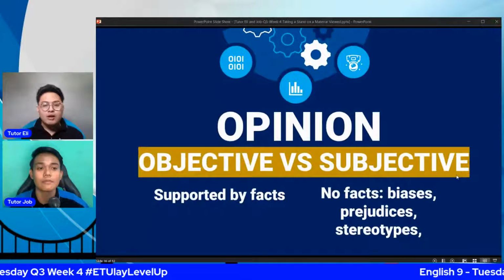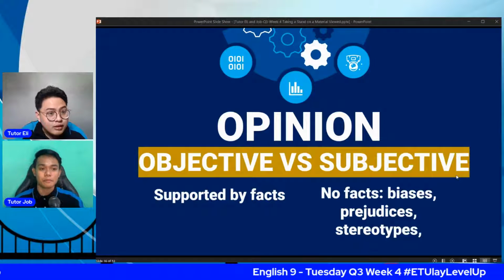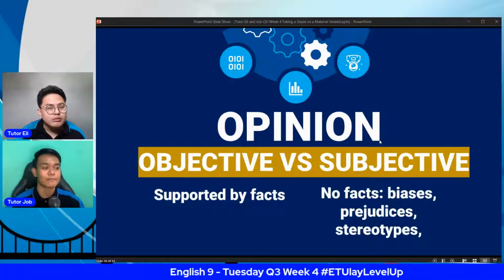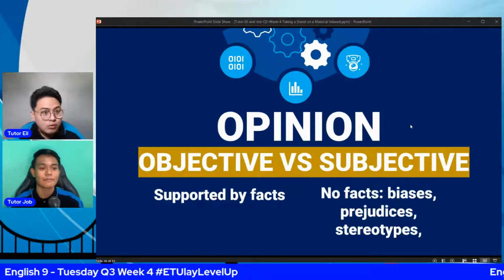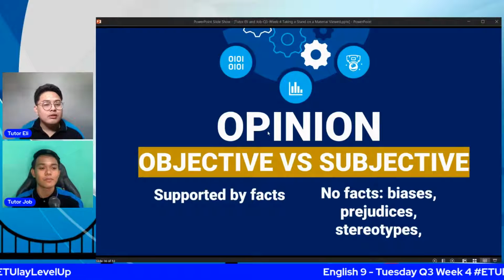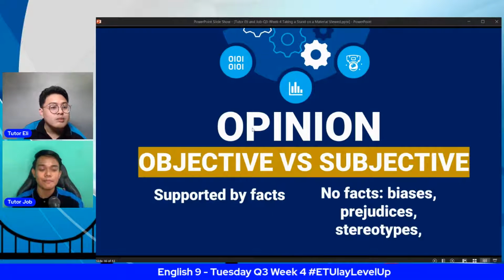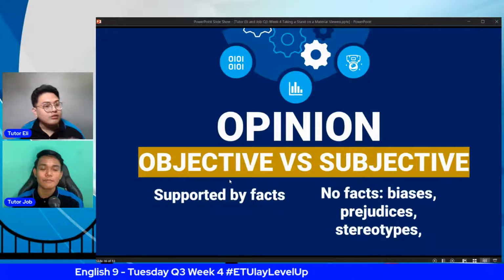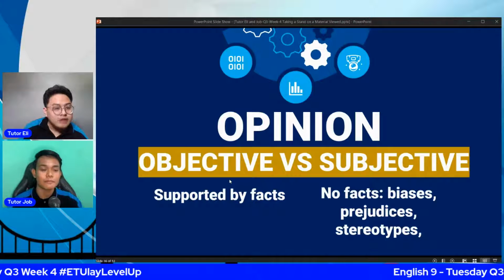So those are the differences between a fact and an opinion. And do you know, our dear learners, that even an opinion has two types? Sabi ni Tutor Job, opinion could be true and opinion could also not be true, or it could be false. And these are actually the two types of opinion. The first one is objective. When we say objective opinion, it is supported by facts. So it's okay to state your opinion as long as you also state the facts.